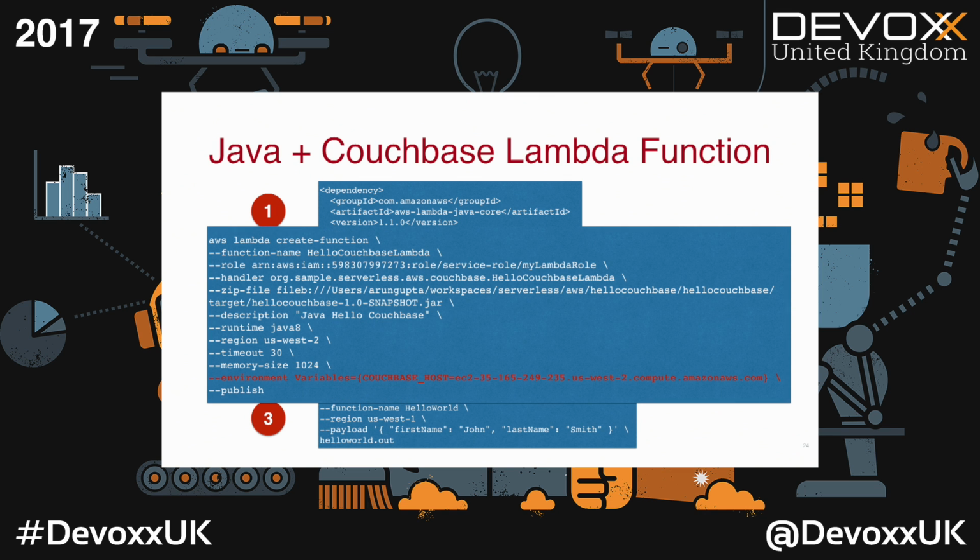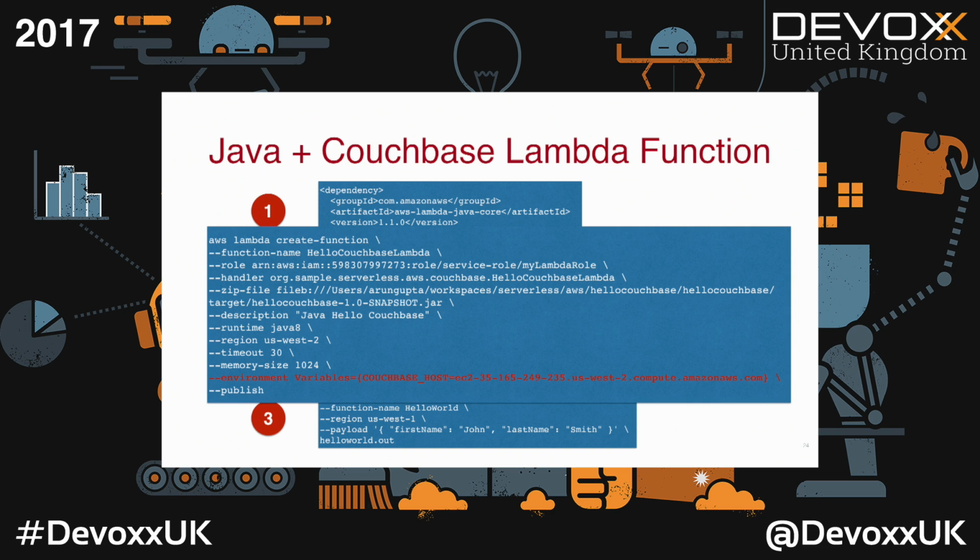So the key thing that I'm going to do here is, here is my serverless directory. If you go to my GitHub repo, Arun-Gupta, serverless, that's where my code lives. In there I have an AWS directory, then I have a hello Couchbase directory. That's where all my code lives for this Java plus Lambda plus Couchbase. And here is my jar file that is generated out of it.